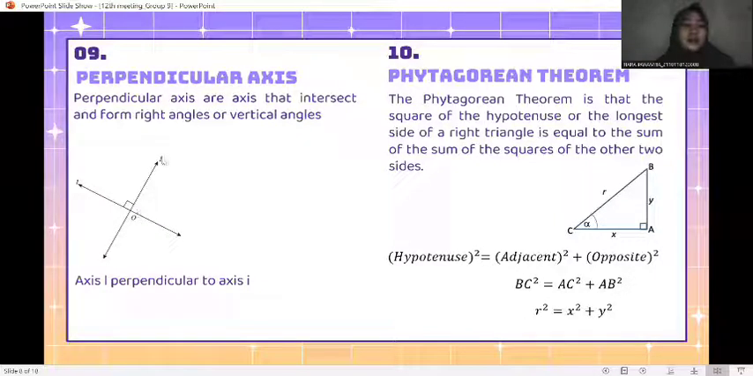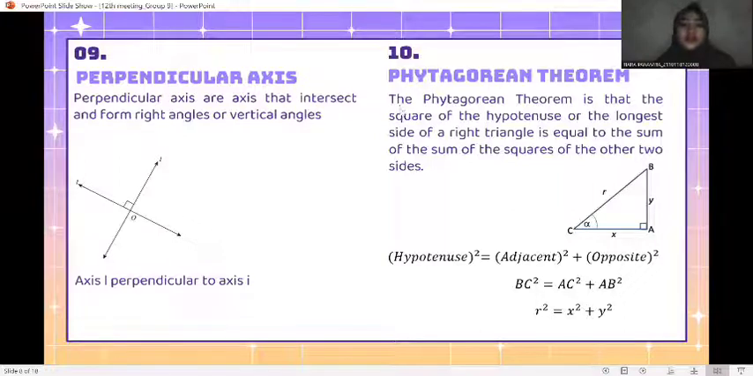Line L, perpendicular axis to I. So axis L is perpendicular to axis I. So in Indonesian, siku-siku, it is a right angle. Yes, 90 degrees.